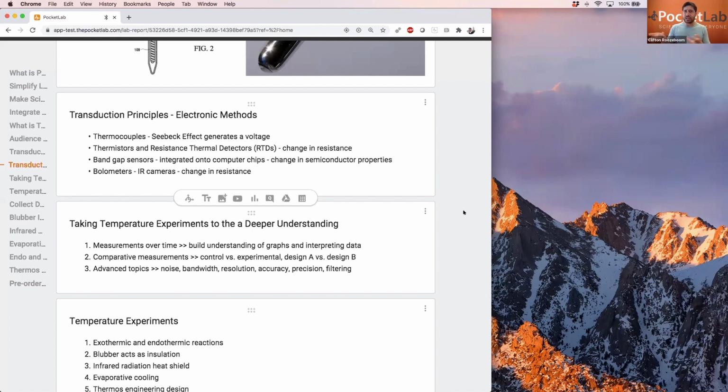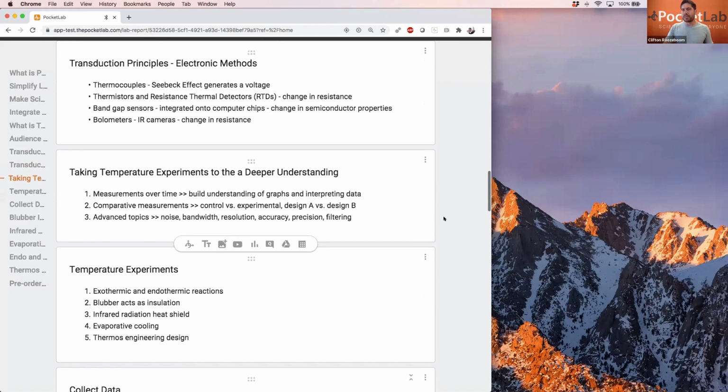And if you've ever used one of these infrared cameras, like from FLIR, or night vision goggles, these use something called a bolometer, which is really cool. It absorbs radiation onto a sensor, which changes its resistance. You can have arrays of these, so you can have 2D images of temperature, really useful in inspecting equipment or in night vision goggles. And you don't have to be in contact to measure temperature. So those are some of the transduction principles on the electronic side.